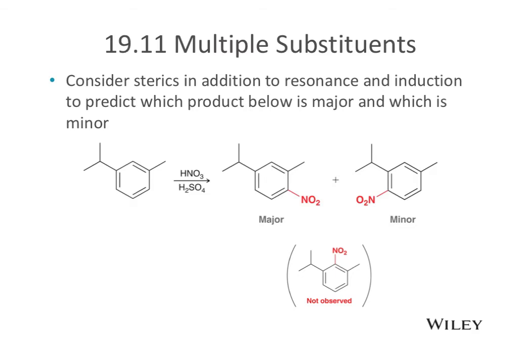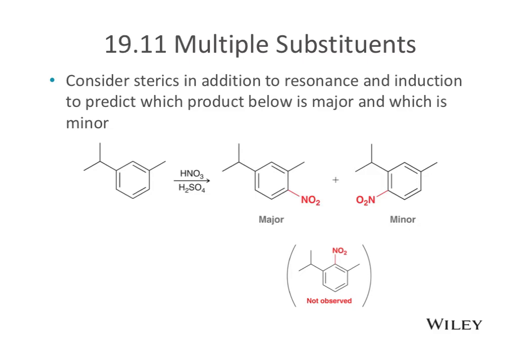So here again we have isopropyl and methyl. Here's the isopropyl group, here's the methyl group. If we go ortho to the isopropyl, we could go here or here. And of course we could also go there if we want to be para to the isopropyl group. The methyl group is going to want to substitute here, here, and here. So the question is, which of these options are available?